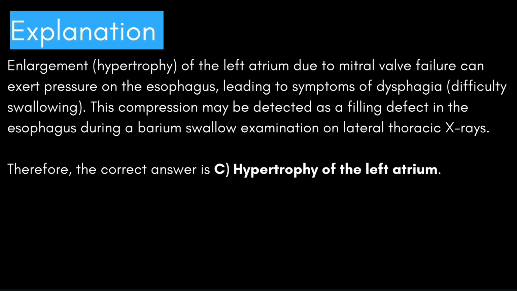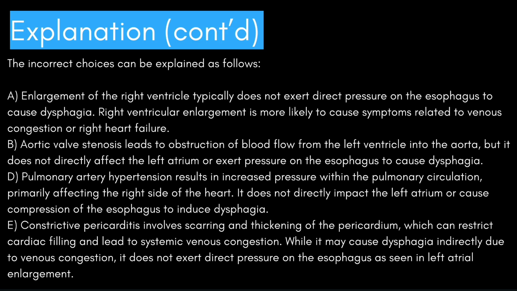Moving on to see why the other answer choices are incorrect. Enlargement of the right ventricle typically does not exert direct pressure on the esophagus to cause dysphagia. Right ventricular enlargement is more likely to cause symptoms related to venous congestion or right heart failure. Aortic valve stenosis leads to obstruction of blood flow from the left ventricle into the aorta, but it does not directly affect the left atrium or exert pressure on the esophagus to cause dysphagia.